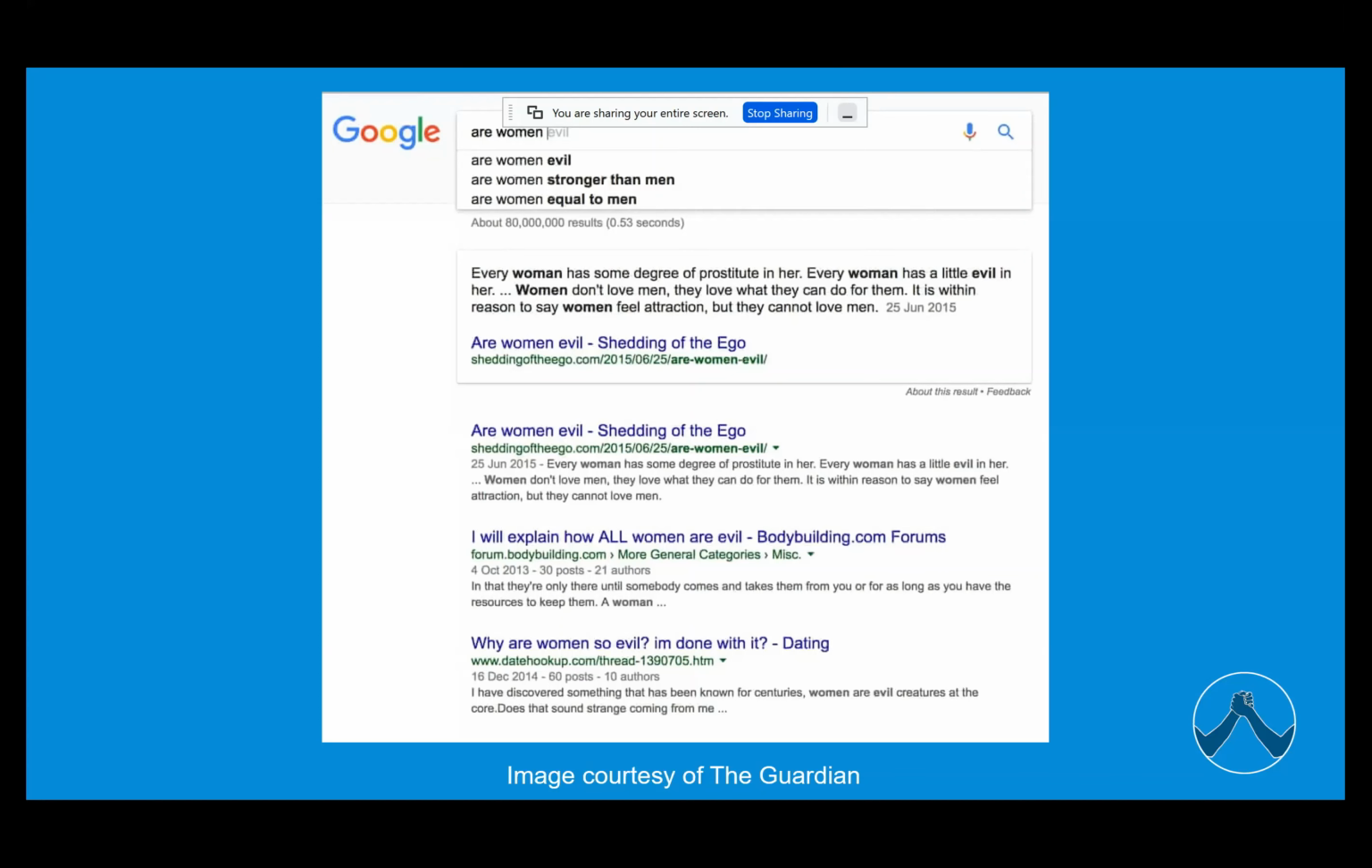And here's a screenshot of what happened when she looked up "Are women evil?" And you can see that the top link, the text underneath says, "Every woman has some degree of prostitute in her. Every woman has a little evil in her." And this just goes to show that Google is reinforcing confirmation bias, which is when you seek information that already confirms a belief that you had before, and how it is preventing facts from being spread about women not being evil and that anyone can really be evil, and it doesn't have anything to do with appearance whatsoever.